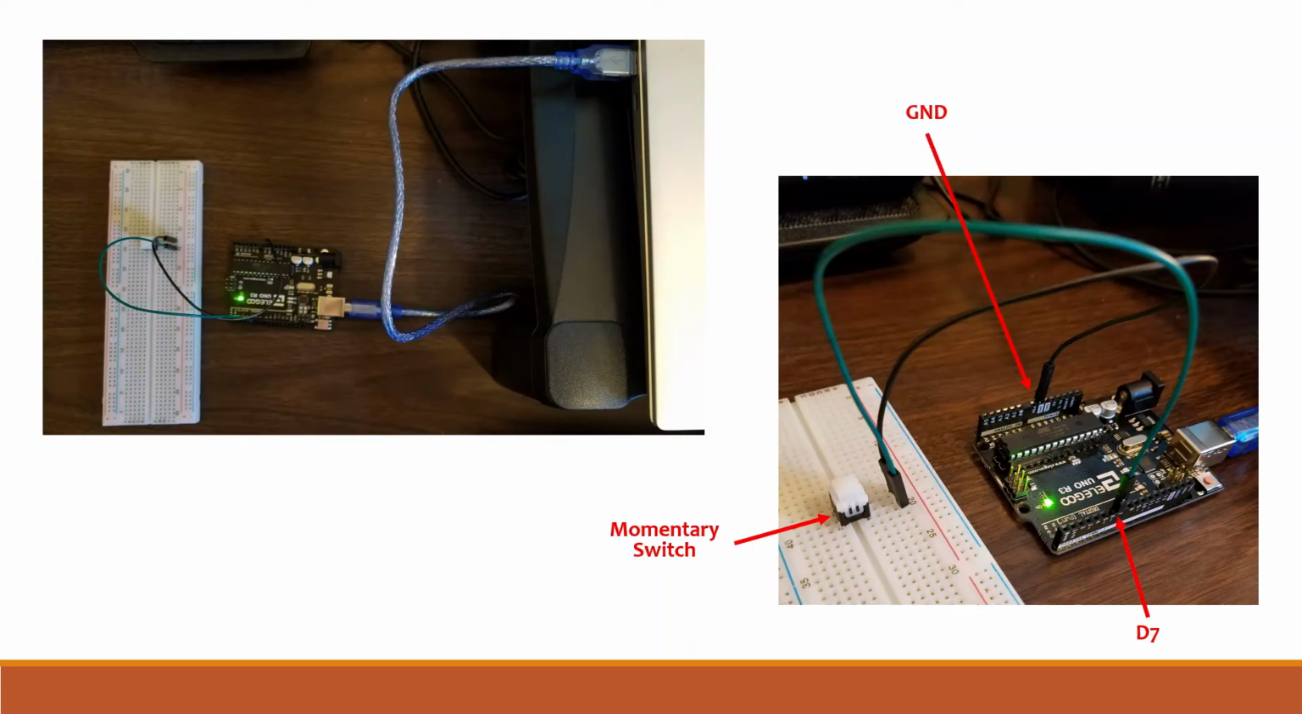Here I have the actual connections I made on my board. Like we said, pin 7 to one side of the switch with the green wire in this case, and the ground pin to the other side of the switch with the black wire. Notice how I place my switch in the middle of the breadboard, since we're only using two of its rails.